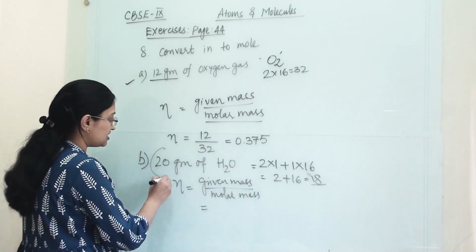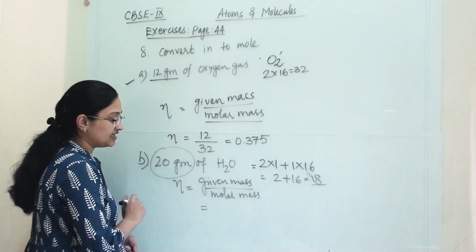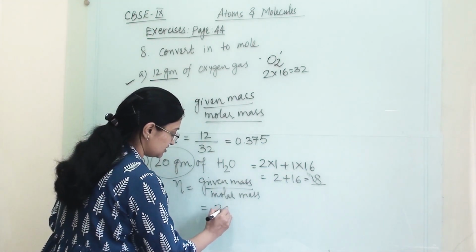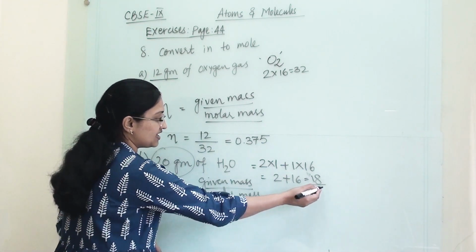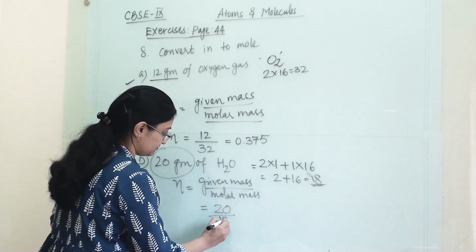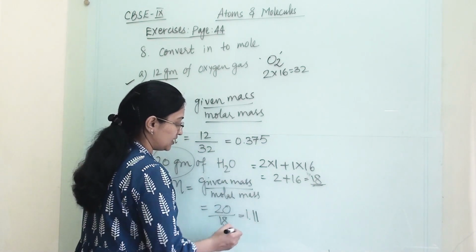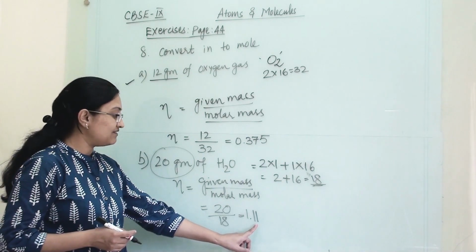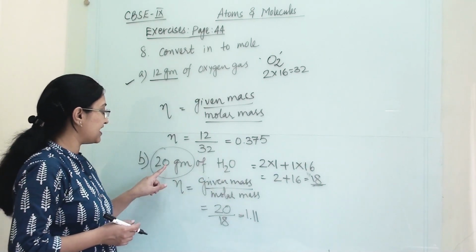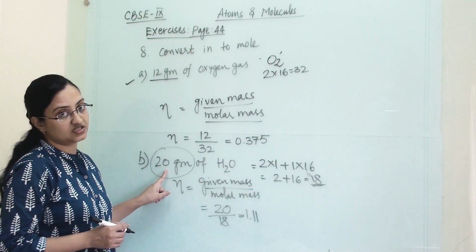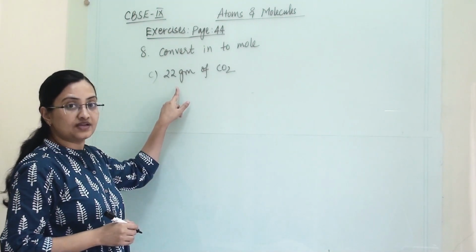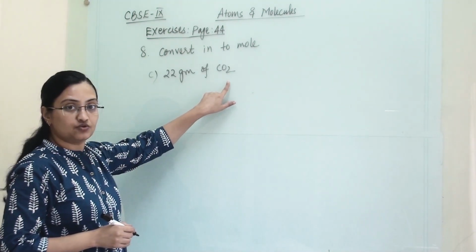What is the given mass? 20 gram is the given mass. So it is 20 divided by 18. So the answer is 1.11. So 1.11 mole of water has how much weight? 20 gram. Now third is 22 gram of CO2.